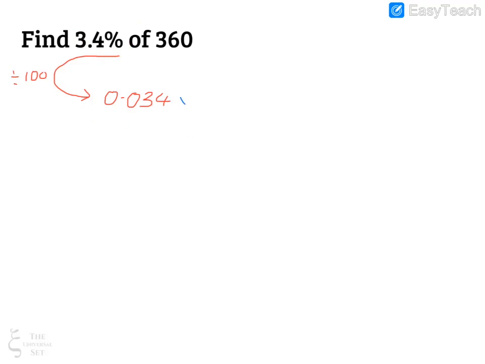Now I'm going to multiply by this 360 up here. 0.034 times 360, and I'm expecting quite a small number this time, aren't I? Because 3.4% is a tiny little bit. I've got a bit more than 12. I've got equals 12.24. There we go. Okay, lovely stuff.